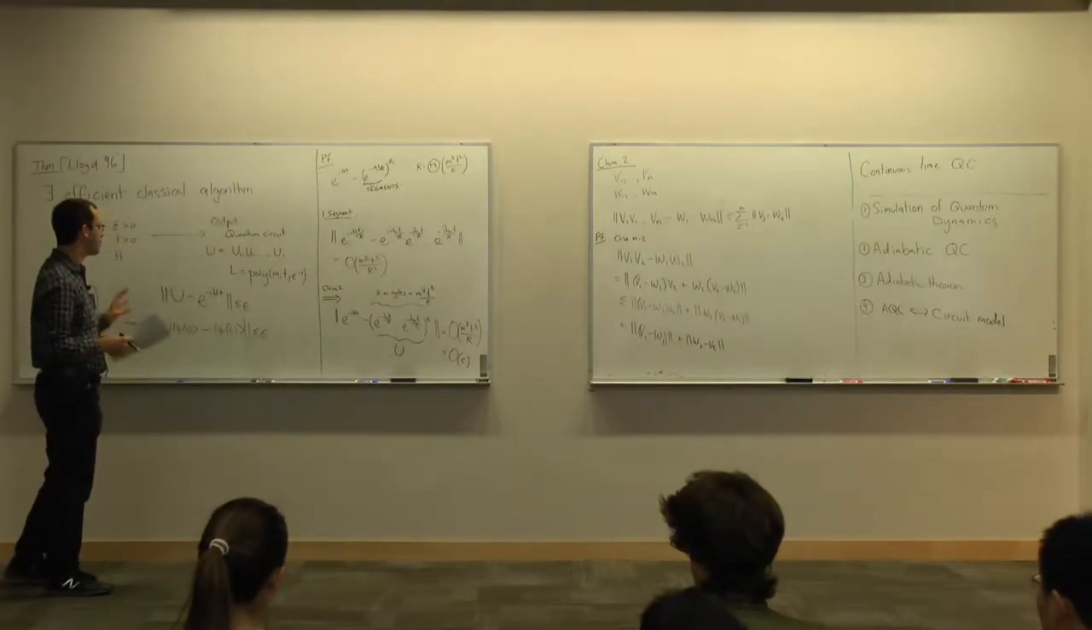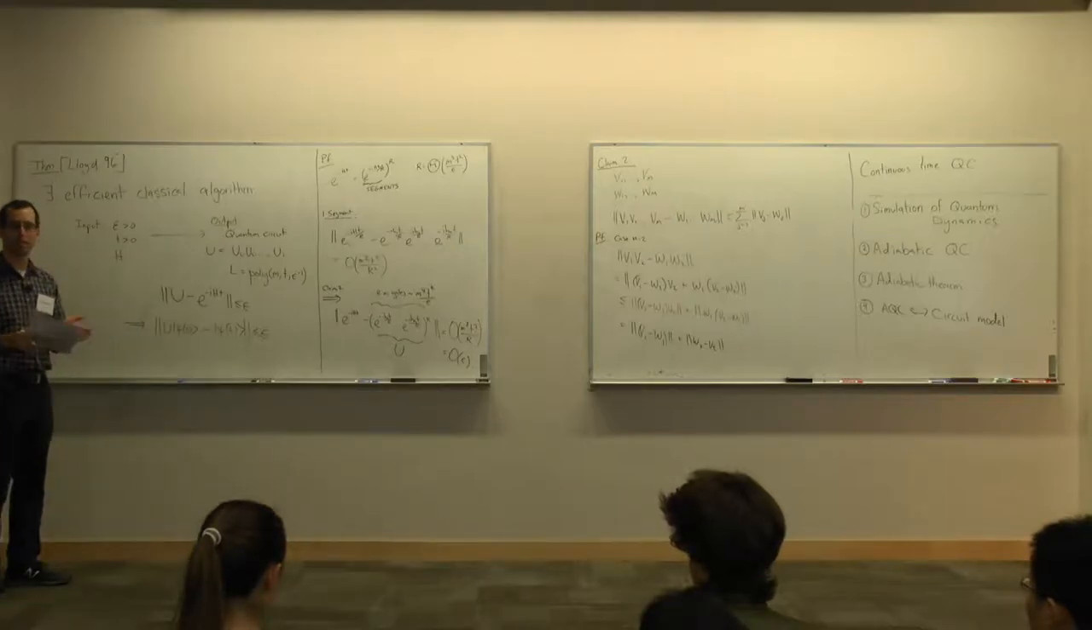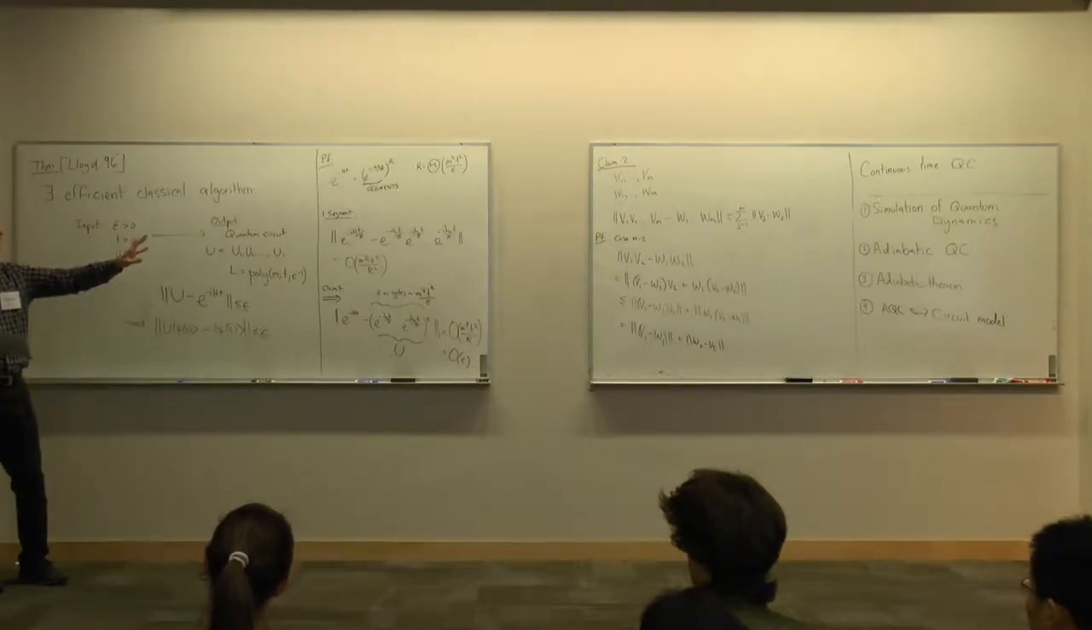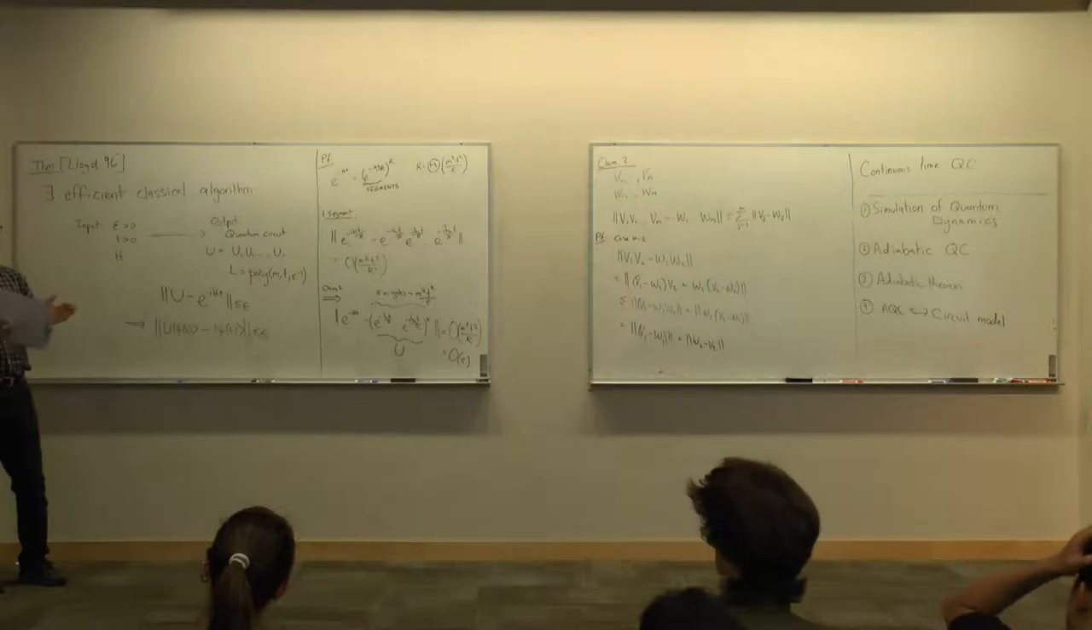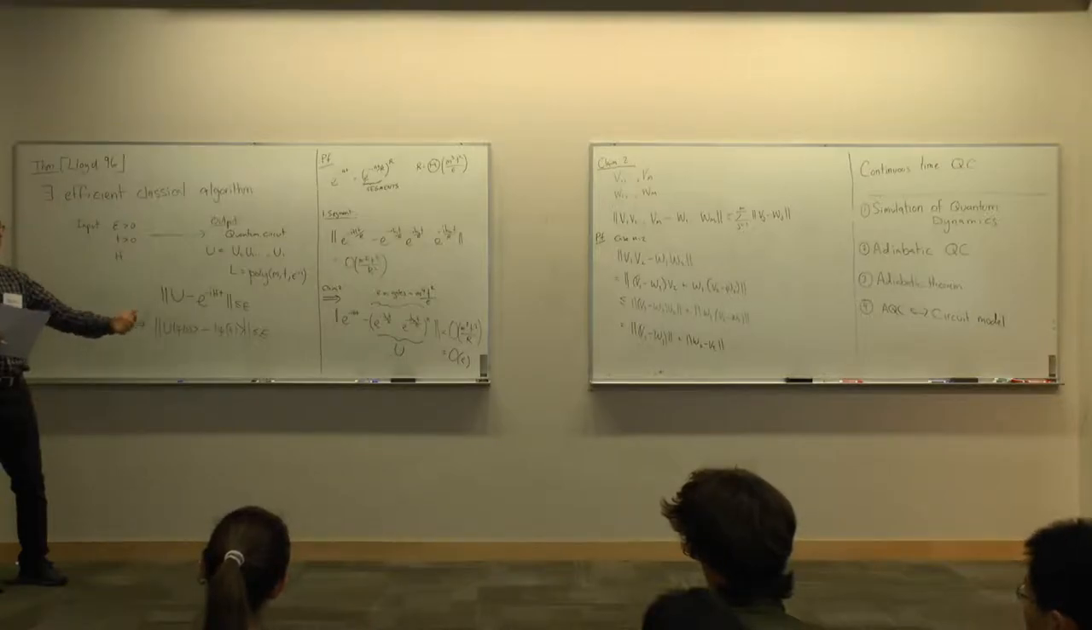Conceptually, this algorithm illustrates the main point that I wanted to convey, which is that continuous time quantum computation with a Hamiltonian is not more powerful than the circuit model. So this shows that I can use the circuit model to simulate a Hamiltonian. It's also true that I can simulate the circuit model with a Hamiltonian. We'll see an example of that later.